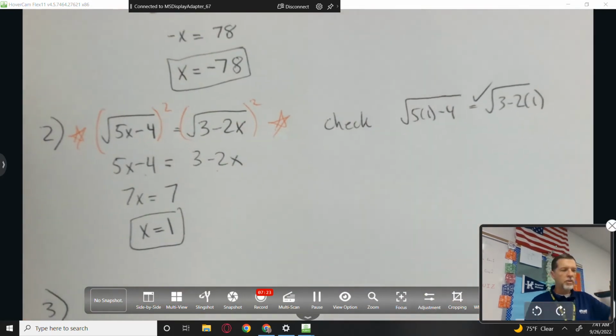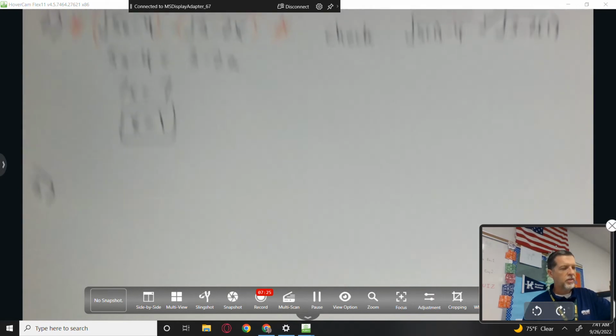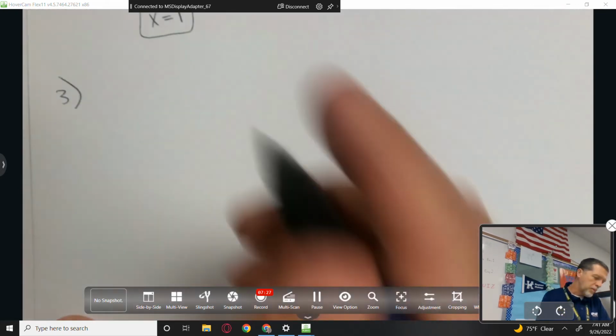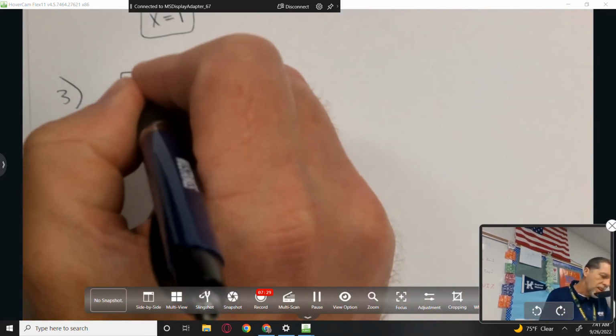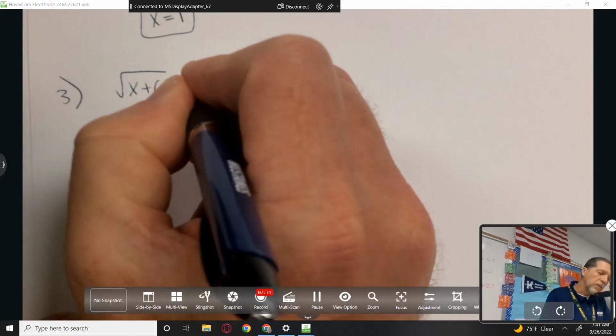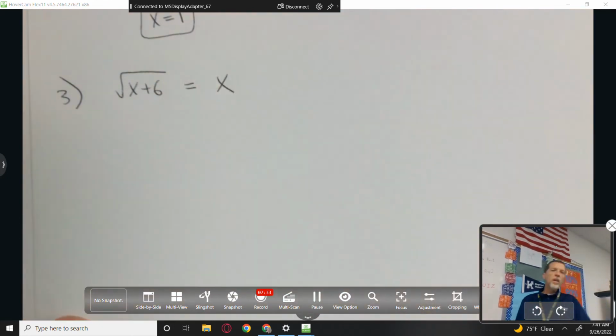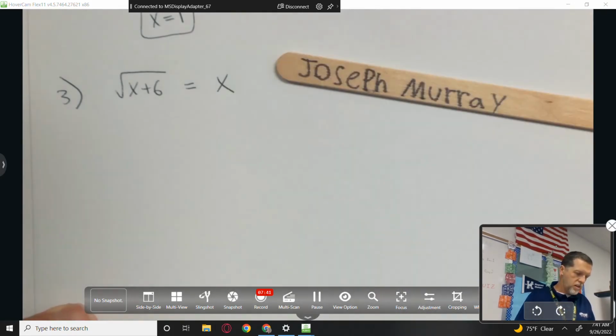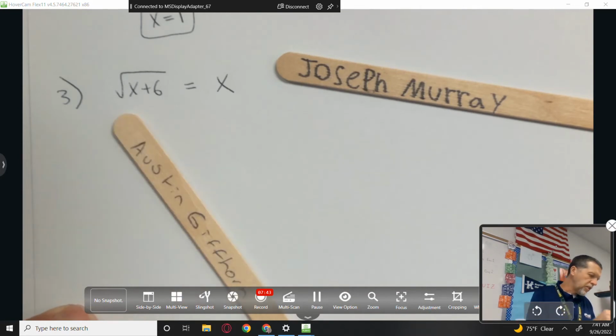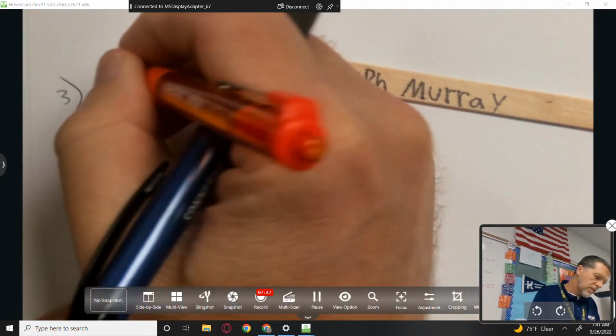Alright, we haven't seen one that doesn't work yet, so you can probably guess what's about to happen on this one. Spoiler alert there. Square root of x plus 6 equals x. Joseph, what do you want to do first on that one? Square both sides.